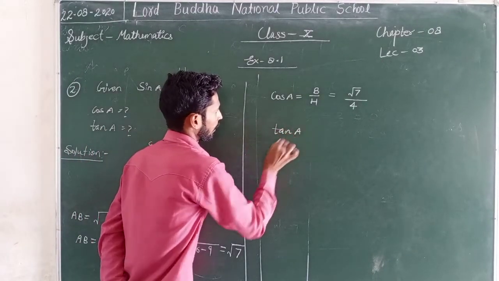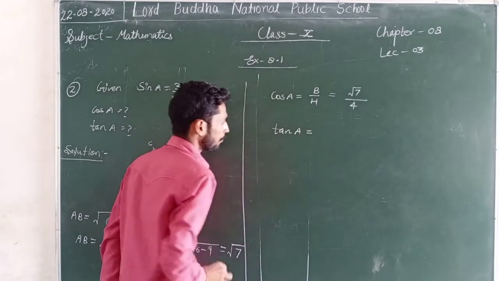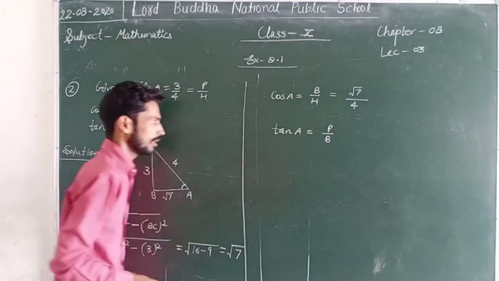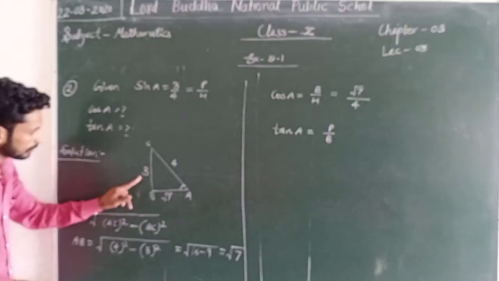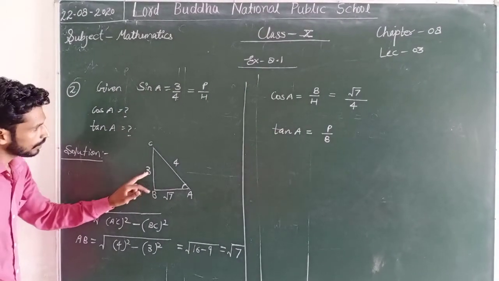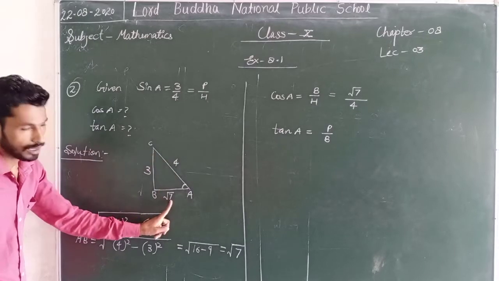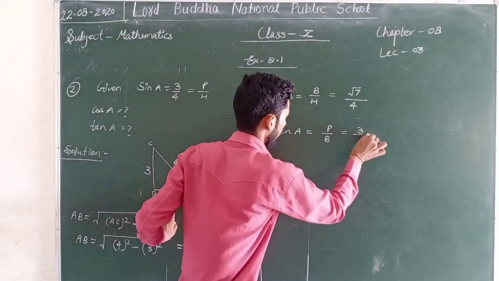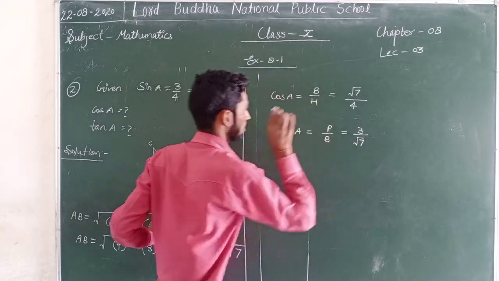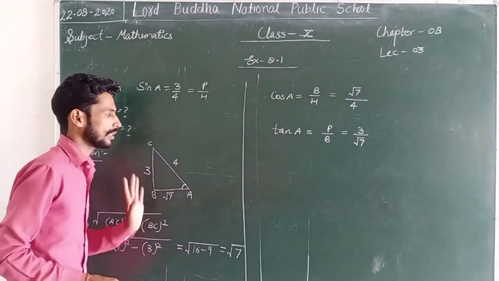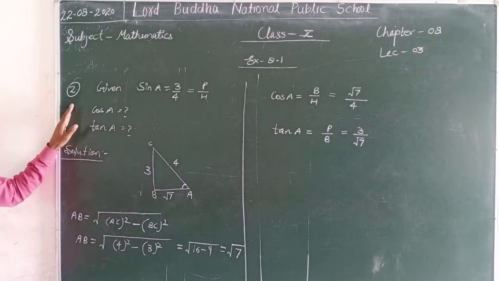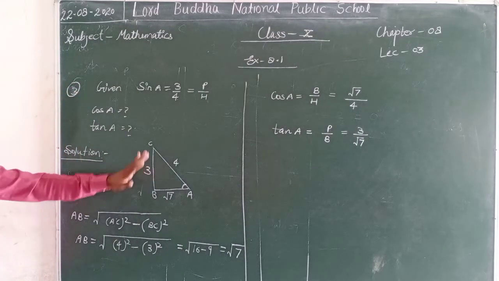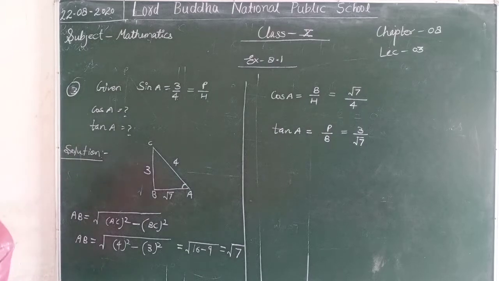Tan A is equal to perpendicular upon base. The value of perpendicular is 3, and the value of base is square root of 7. So right here 3 by square root of 7. That is the answer of question number 3rd.